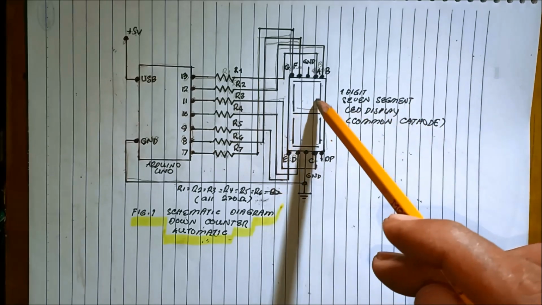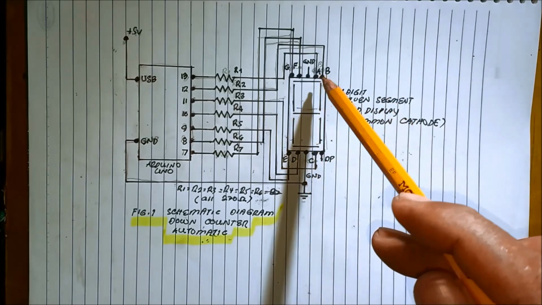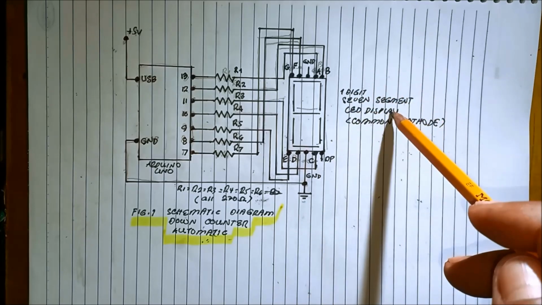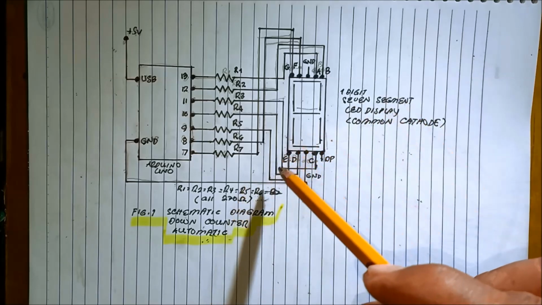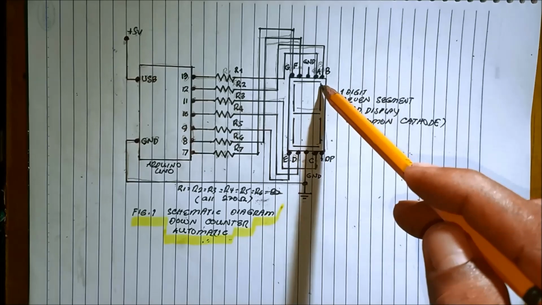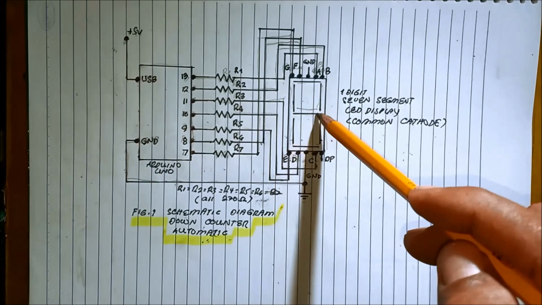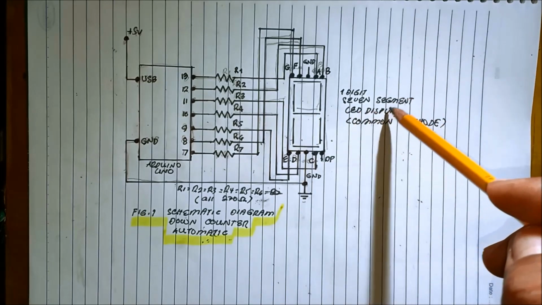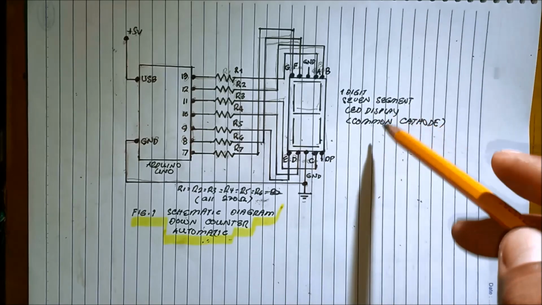So this is the 7-segment LED display. Why is it called the 7-segment LED display? Because it has 7 segments. This is the first segment, second, third, fourth, fifth, sixth, seventh. So it has a 7-segment LED display, common cathode.